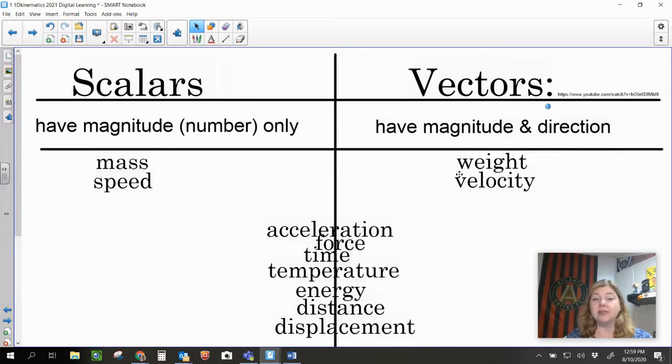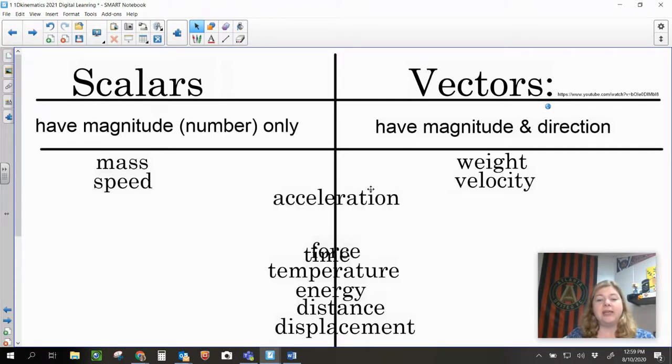So 55 miles an hour, speed. 55 miles an hour north, that's velocity. And no, we will not be using miles per hour. We will be using meters per second, but we'll get to that in a minute. Now, acceleration. Does it have a direction associated with it? If you're speeding up or slowing down, it does have a direction associated, so it is going to be a vector, and we'll talk more about this later.